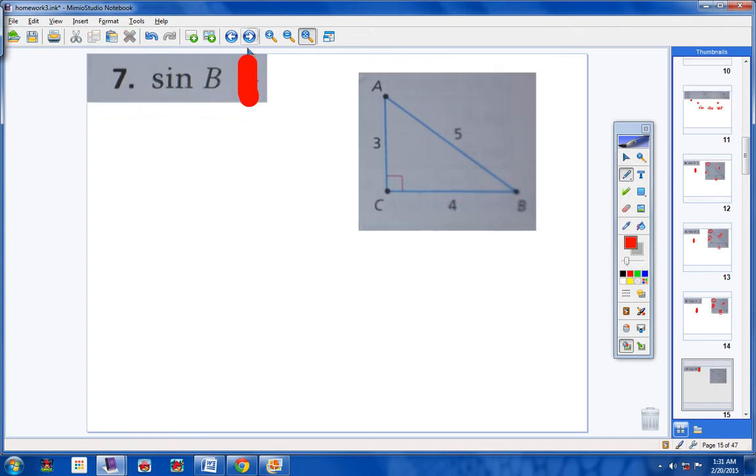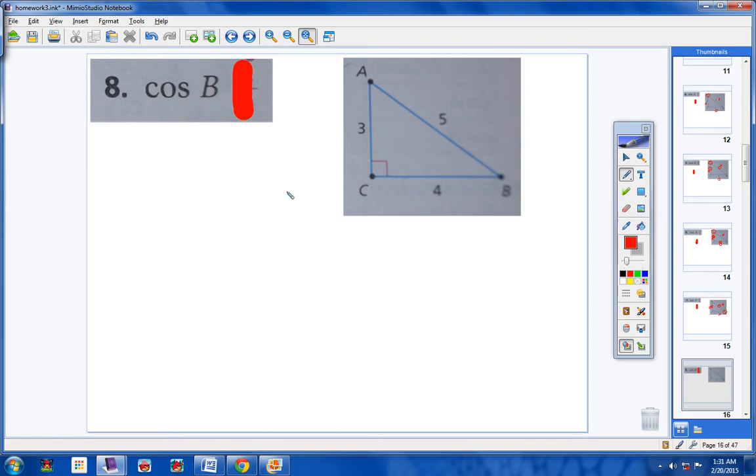Okay. Moving on to number 7, sine of B. Circle the angle you're dealing with. Go straight across. This is your opposite, this is your hypotenuse, this is your adjacent. So the sine of B would be opposite over hypotenuse, 3/5. Okay. Moving on to number 8. We're dealing with angle B. Circle angle B, go straight across. Cosine is adjacent over hypotenuse, 4/5. So the answer would be 4/5.